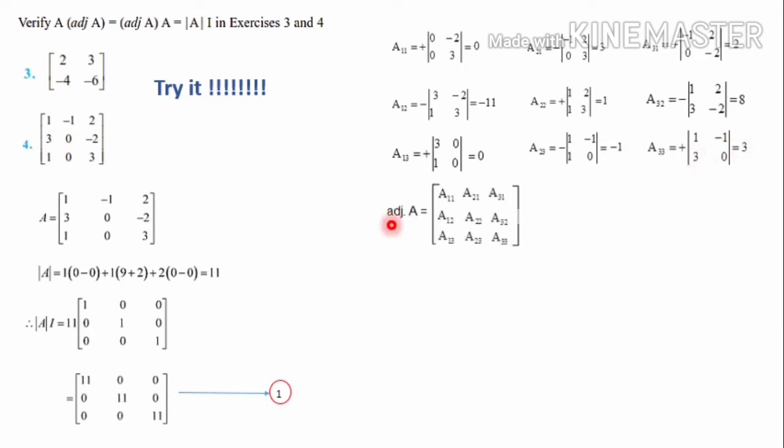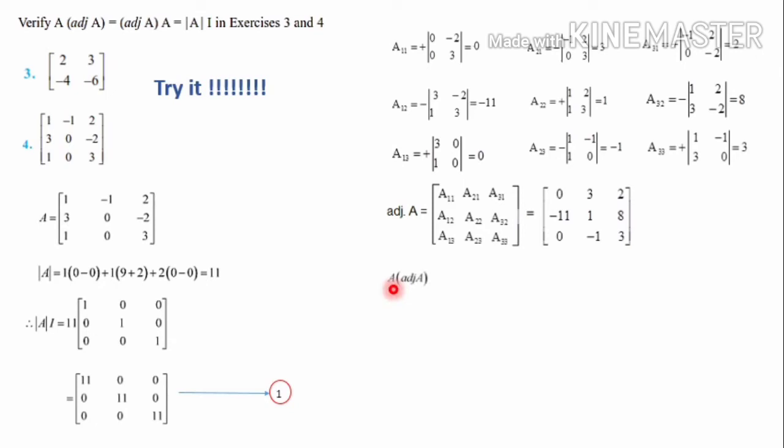Next, we can go for the adjoint. The formula is written: A11, A12, A13, A21, A22, A23, A31, A32, A33. Then substitute the values: 0, minus 1, 11, 0, 3, 1, minus 1, 2, 8, 3. I have calculated in that order only. Here A11, A12, A13, A21, A22, A23, A31, A32, A33. If you calculate in the same order, it is easy for you to write the answer. Otherwise, we have to search for the terms or the values.